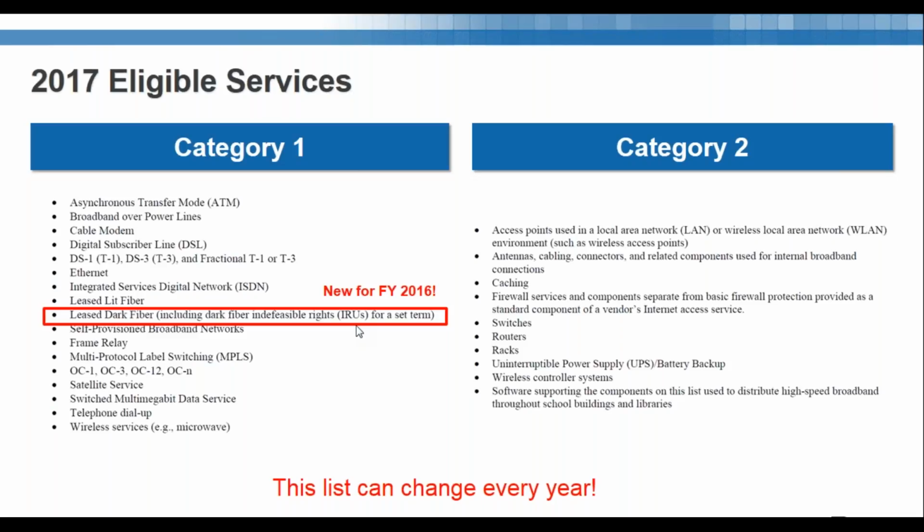If we look at Category 2, right, your access points, all your antennas, cabling and connectors, firewall services, switches, routers, all that stuff is still covered.